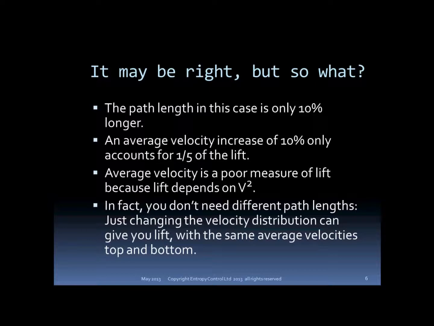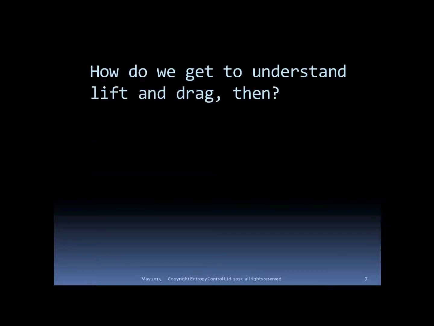In fact, you don't actually need a longer path at all to come up with a velocity distribution that will cause lift. All you need is to have a lumpier distribution on the top than on the bottom. So the longer path explanation is true, but not useful. So how do we get to understand this phenomenon then?